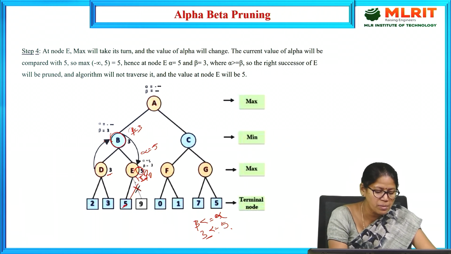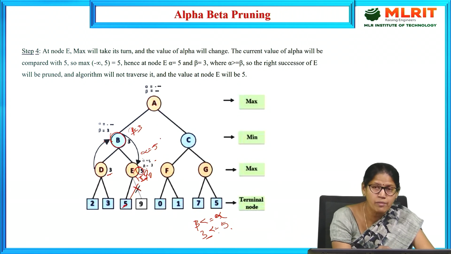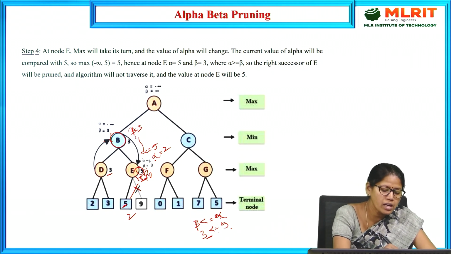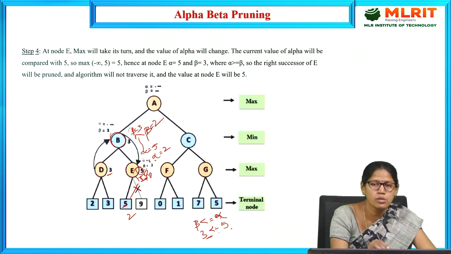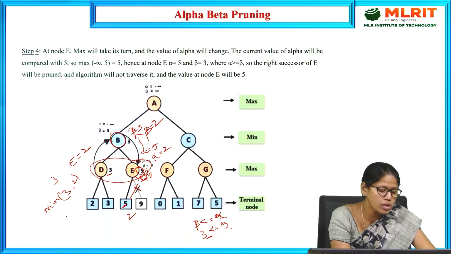Okay, understand my point? Here E equal to 5, because beta equal to 3 and alpha equal to 5 initially. So then it will check the condition. If alpha equal to, for example, 2, then there is a chance to backtrack and change the beta value to 2, because beta will take the minimum of these two. So here D equal to 3, and for example E equal to 2, then there is a chance to take min of 3, 2. But here the value is 5.